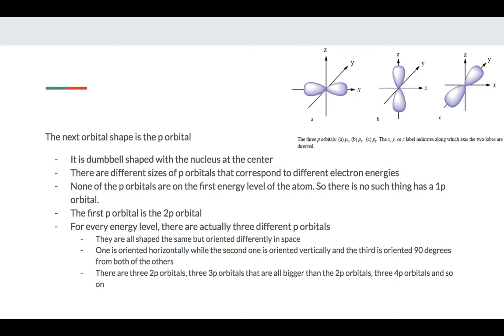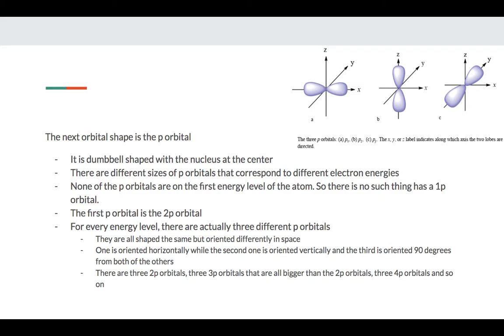But when you get to higher levels of math and that sort of thing, you start working with things in 3D, which gets a little complicated, and that's where the z-axis comes in. It kind of helps you view things in a 3D way. So there are 3 2p orbitals. There's 3 3p orbitals, and those are bigger than the 2p orbitals. And there's 3 4p orbitals, and so on, and those are slightly bigger than the 3p orbitals.